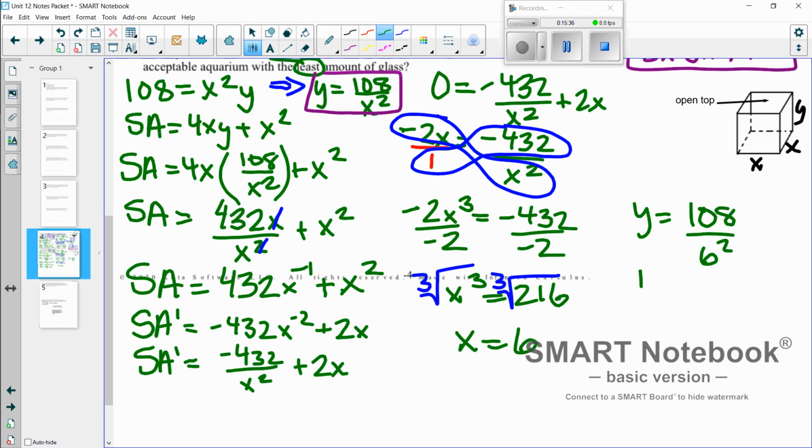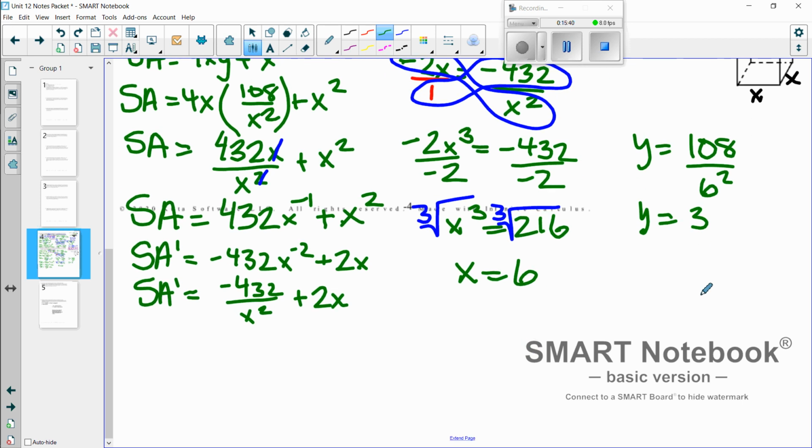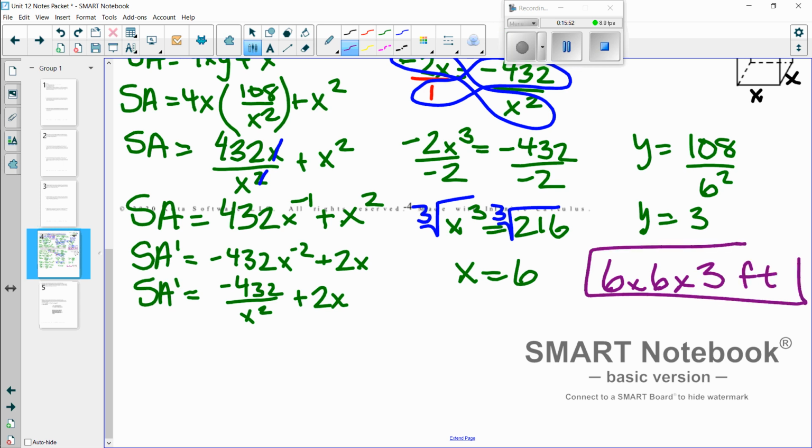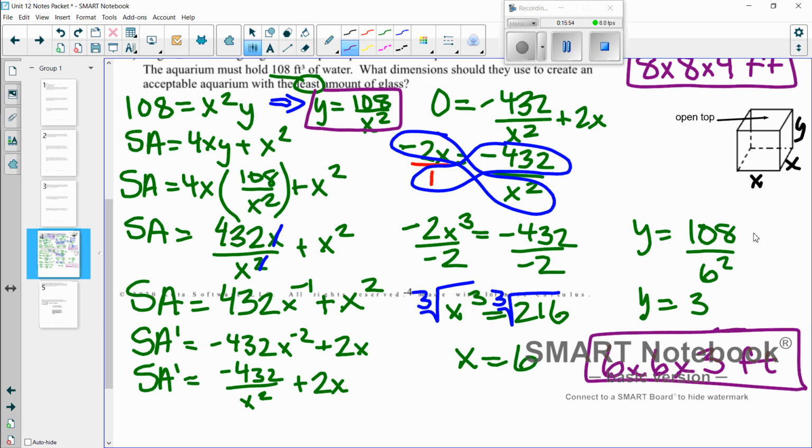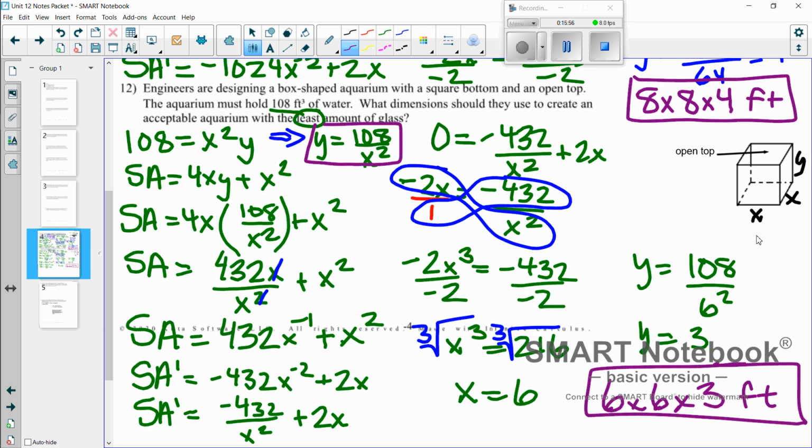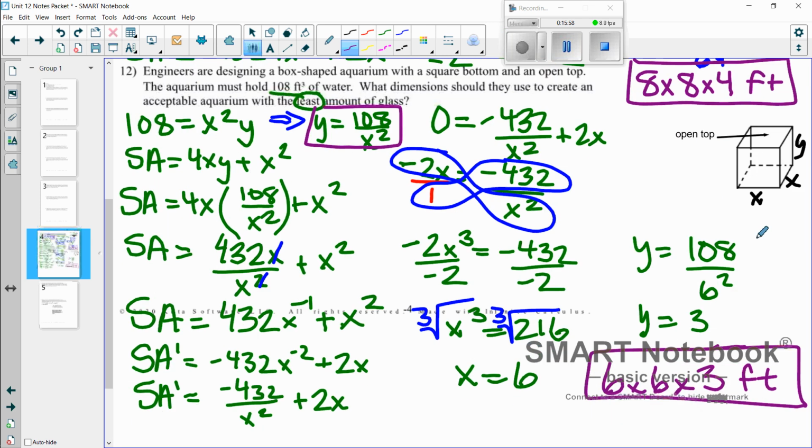You should get y equals 3. Right, 108 over 36 is 3. Good, yep, that's right. And then our dimensions now are 6 by 6 by 3 feet. We're still in cubic feet here, so our surface area is in feet as well. So those are our dimensions of the aquarium in number 12.